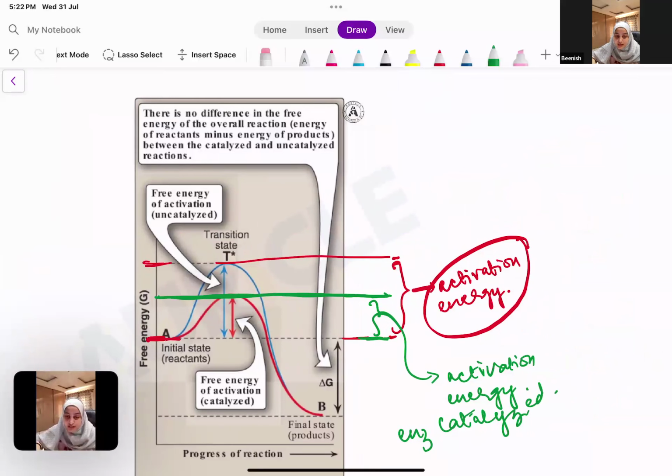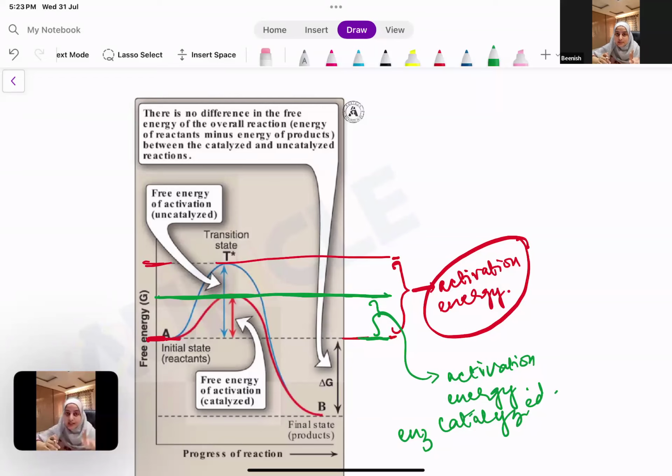Now the question arises: where does the energy that is required to lower the activation energy come from? This is coming from the binding energy. Now what is binding energy? That is the free energy that is released as a result of interaction between the enzyme and the substrate.